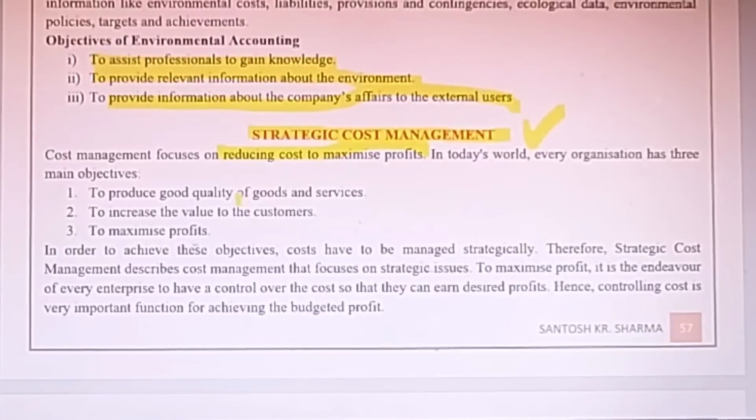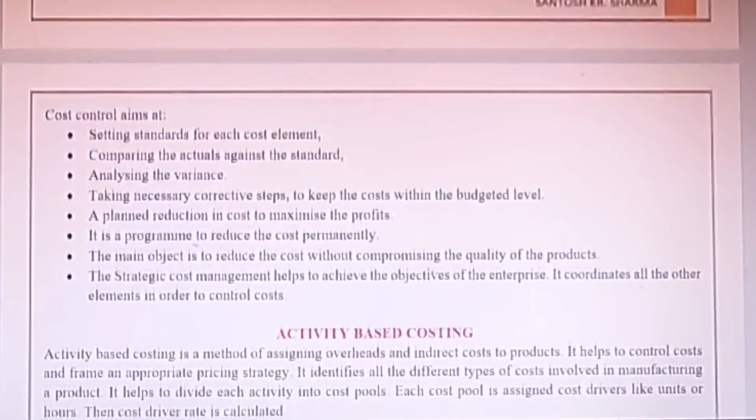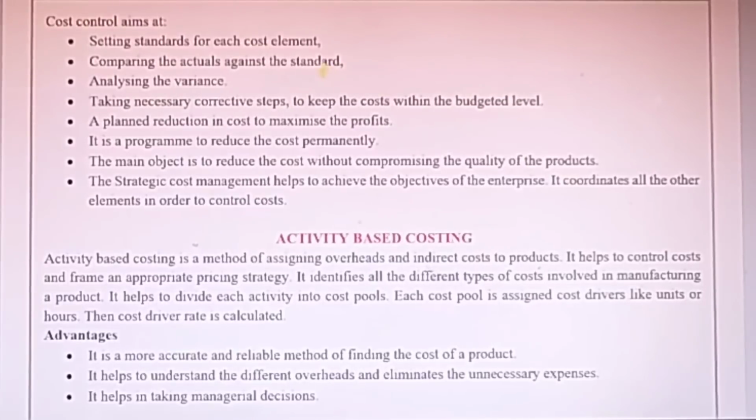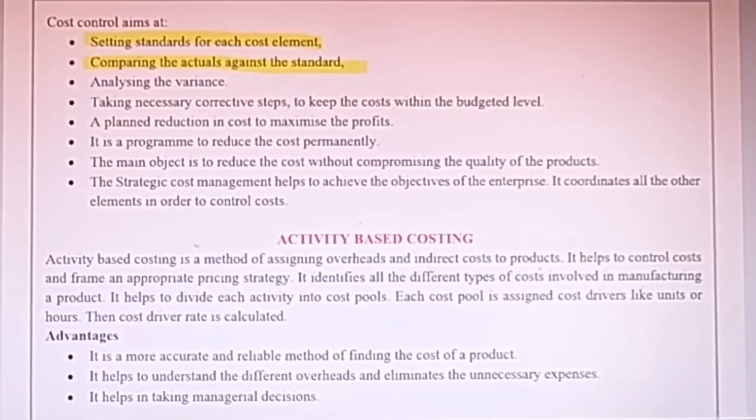एंड स्ट्रैटेजिक कॉस्ट मैनेजमेंट के जो मेन ऑब्जेक्टिव्स हैं बेसिकली यहाँ से निकलते हैं, ये तीन से: टू प्रोड्यूस गुड क्वालिटी ऑफ गुड्स एंड सर्विसेज, टू इंक्रीज वैल्यू टू द कस्टमर्स एंड टू मैक्सिमाइज प्रॉफिट्स। ये मेन तीन ऑब्जेक्टिव्स हैं कोई भी कंपनी के लिए जो सर्वाइव करना चाहती है लॉन्ग टर्म के लिए। एंड दिस कॉस्ट कंट्रोल कर सकती है बाय सेटिंग स्टैंडर्ड्स फॉर ईच एलिमेंट and by comparing the actuals with the standards so that we can find the difference, the variance.